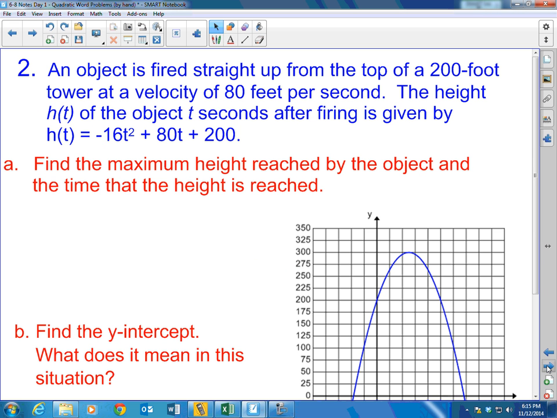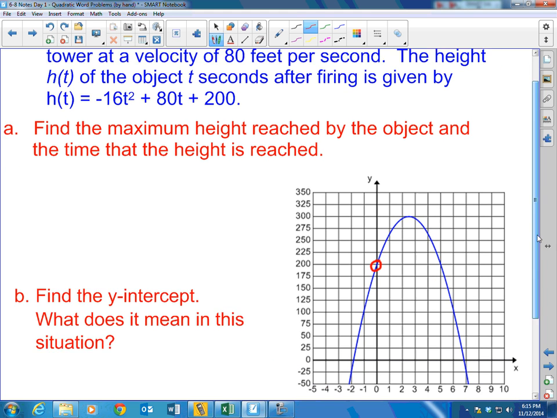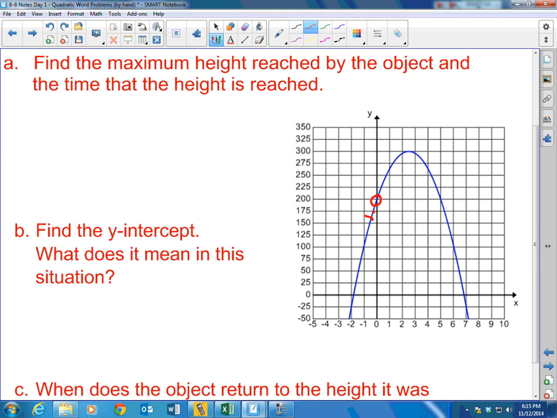Here's another one. It's talking about an object being fired straight from the top of a 200-foot building. I want you to notice that if you look at the parabola, it's being fired from a 200-foot building. This is where it's being fired from. Again, anything to the left of the y-axis, this part over here, really means nothing. It doesn't matter. Unfortunately, the program that I use to create this, you can't delete that part of it. What a bummer.